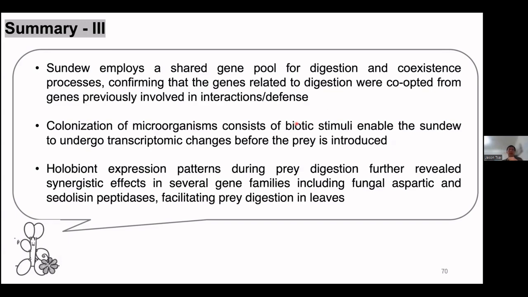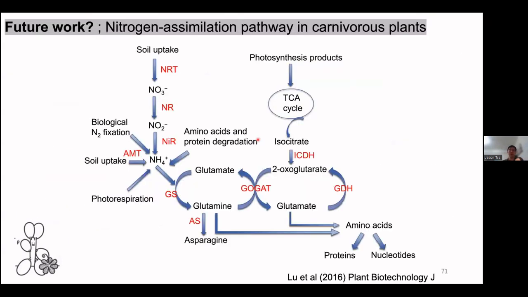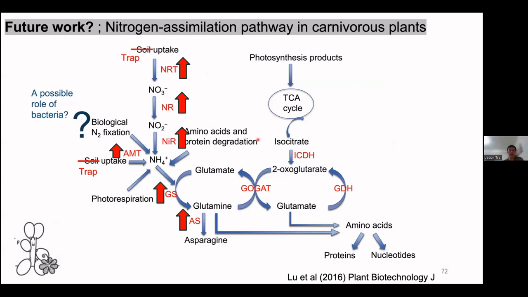Looking forward now, our next steps will involve exploring nitrogen assimilation pathways in Drosera more deeply. As shown here, instead of relying on soil uptake, Drosera utilizes prey-derived nitrogen with key enzymes we already know are upregulated during digestion. An exciting area, I think, will be the potential role of nitrogen fixing bacteria, perhaps also present in the mucilage and contributing to the process.